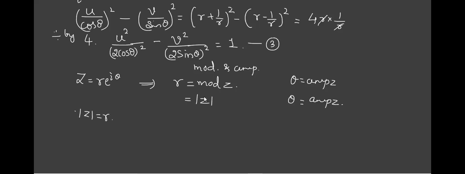modulus of z is r. What is modulus of x plus iy? In place of z, if I write x plus iy, it is like modulus of x plus iy we need to find. Can anybody tell me what is this? Modulus of a complex number.